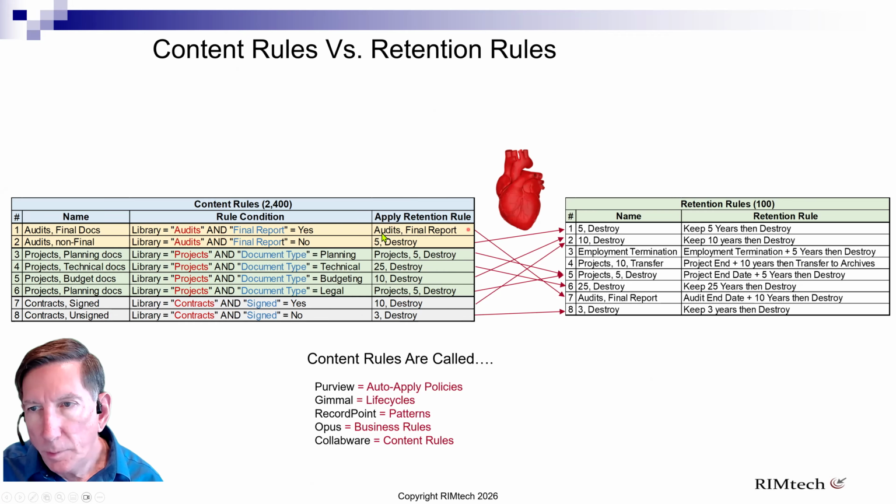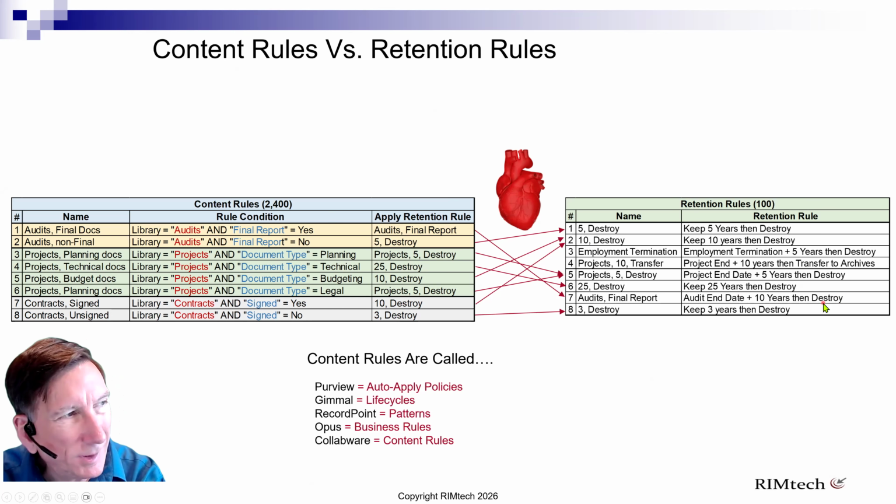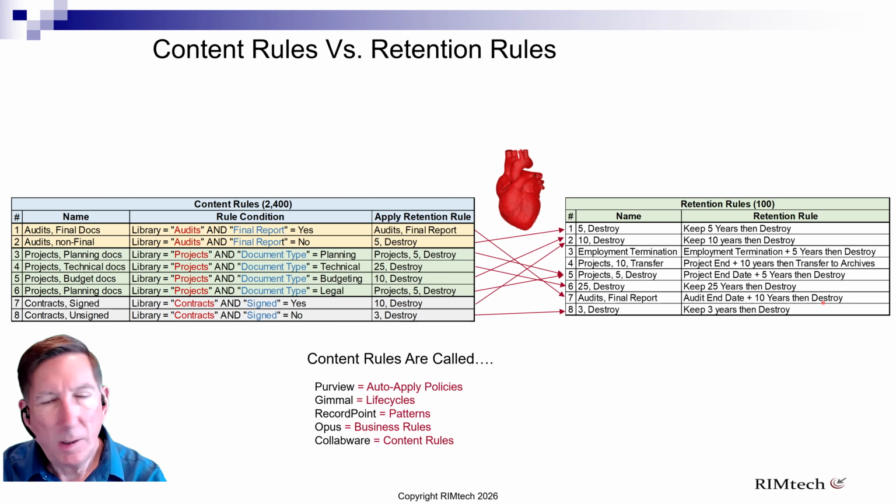Therefore, it's going to be assigned this retention rule, audits final report, number 7, which is audit end plus 10 years and destroy. What about the other 999 documents left behind in that library? Well, they have lower retention value. They're just not as important. So let's get rid of them sooner.